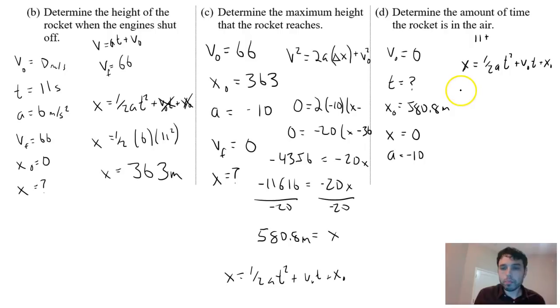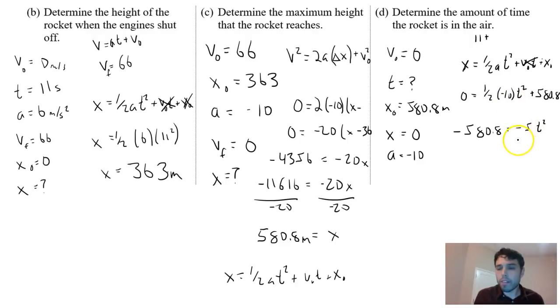All right, so this is 0 equals 1/2, a is negative 10, t we don't know, t squared. V naught is 0, so this whole thing goes away. x naught is not 0 though, so we can't let that go away. So v naught times t is 0, but x naught was 580.8, so we've got to put that in there. Okay, and then I'm just going to solve. I'm going to subtract the 580.8 over to the other side of the equation. Negative 580.8 equals negative 5t squared. Half of 10 is 5. Divide by negative 5.